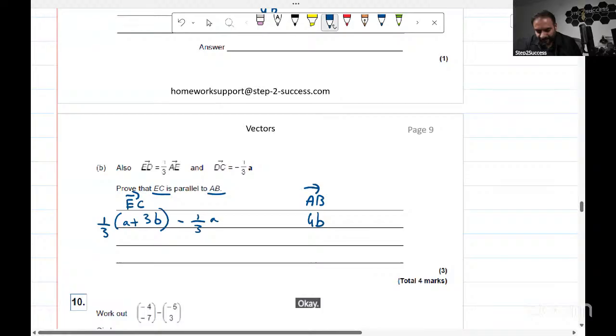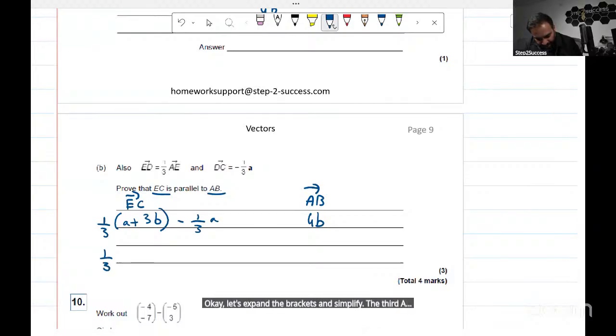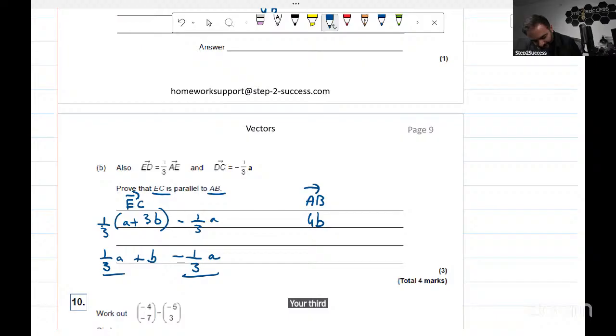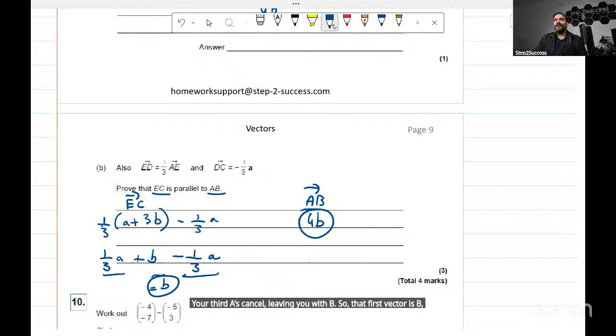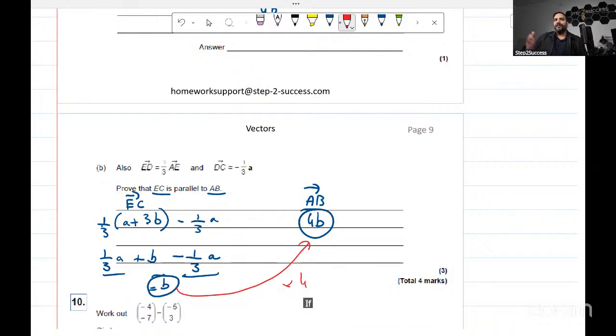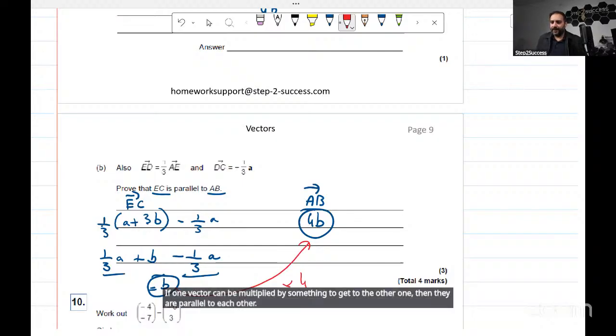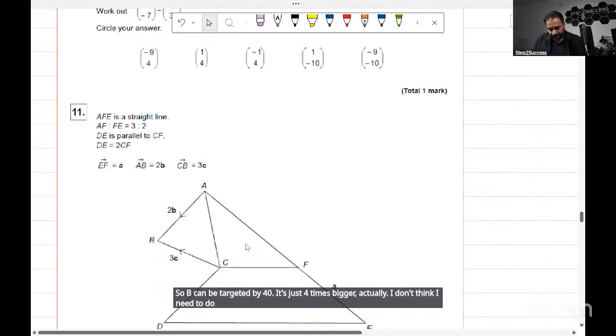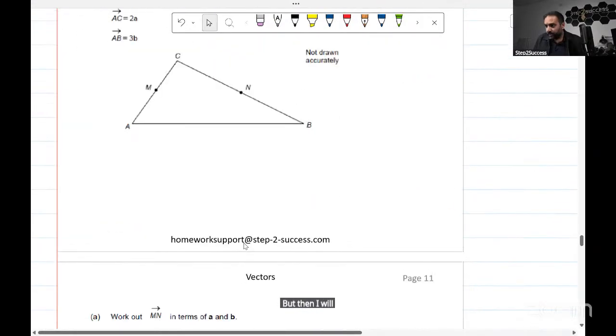Let's expand the brackets and simplify. 1/3 A is 1/3 A. 1/3 times 3 is 1. Your third A's cancel, leaving you with B. So that first vector is B, the other vector is 4B, and that proves that they are parallel because I can go from here to here by just timesing by 4. If one vector can be multiplied by something to get to the other one, then they are parallel to each other. So B can be times by 4. It's just 4 times bigger, essentially. I don't think I need to do question 10, but I will do this as time.